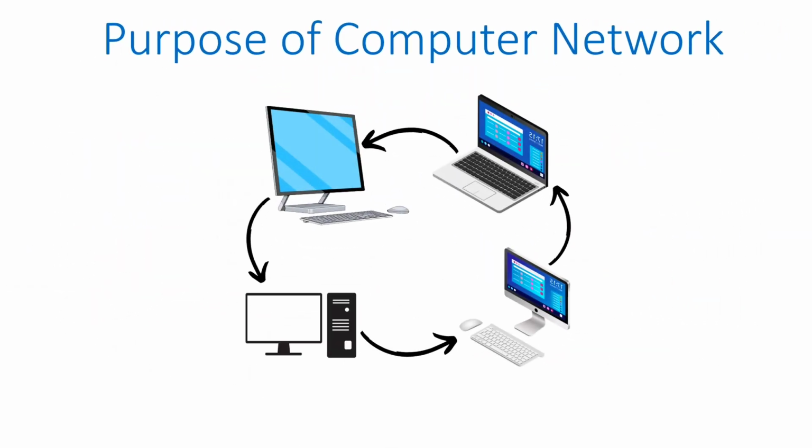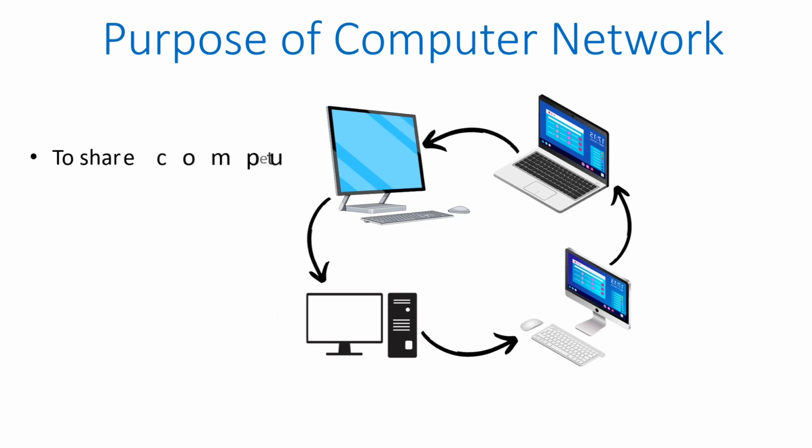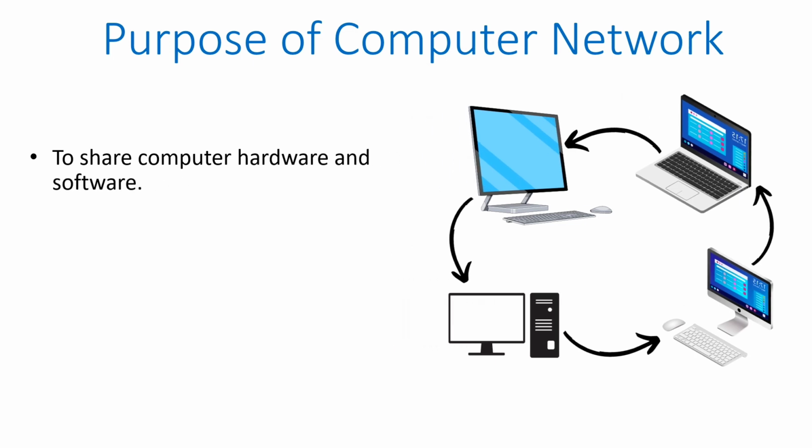Now let me tell you about the purpose of creating computer network. What are the reasons behind creating computer network? The first one is to share computer hardware and software. Within a computer network, we can share the parts of computer. For example, we can share the printer among the multiple computers that are in the network. Similarly, a single software can be used by multiple computers in the network. So it allows us to share computer hardware and software. That is one of the reasons for creating computer network.